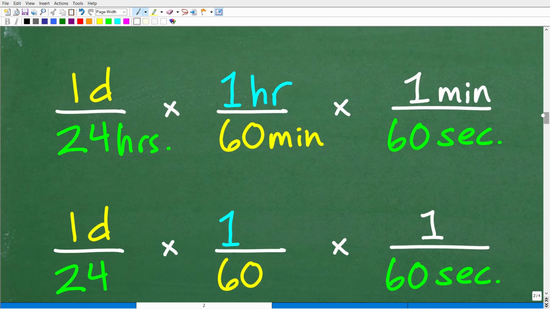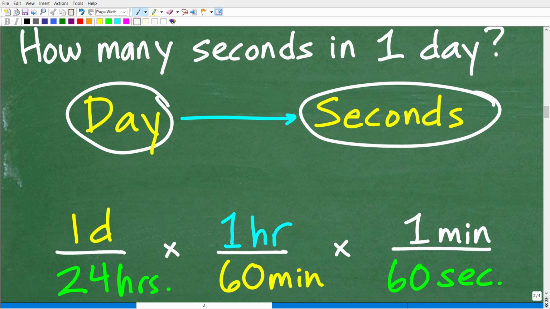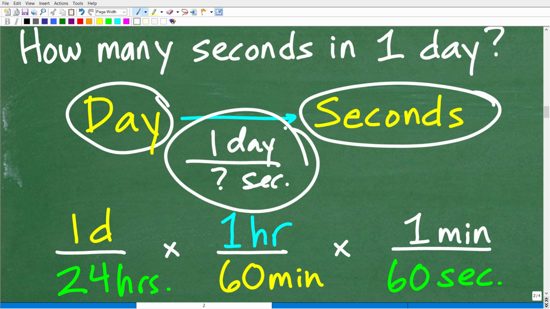Okay, so the way you're going to approach this is you're going to multiply these conversion factors until you get the result that you want. So what does that mean? Well, what I want to do is end up with a conversion that is days and seconds. In other words, I want to know in 1 day, how many seconds are there, okay? So I want to end up with a conversion factor or a fraction that is just a day on top and seconds down in the denominator, or seconds and days, right?